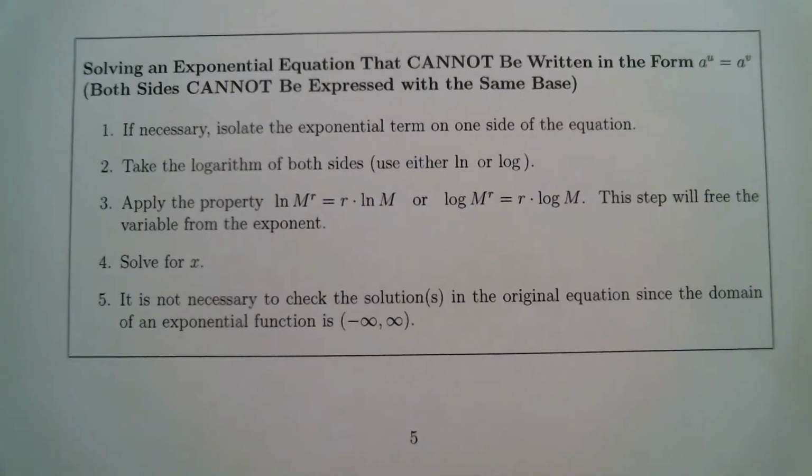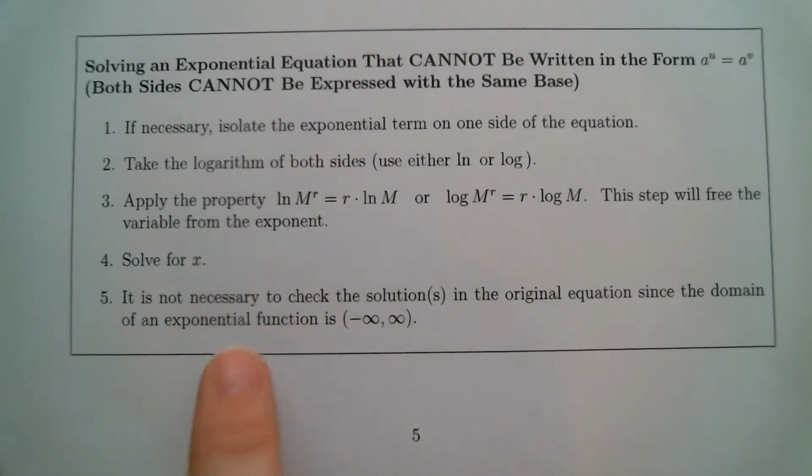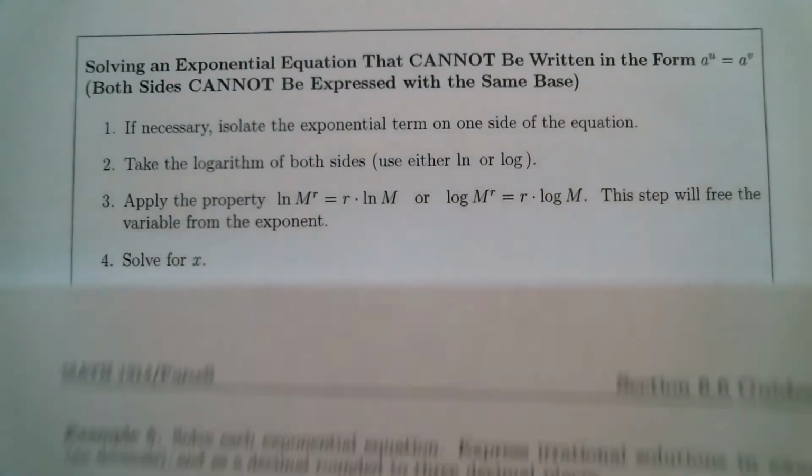So now we're going to talk about how to handle an exponential equation where you absolutely cannot make both sides of the equation have the same base. So at the bottom of page 5 of the 6.6 notes, I have the steps outlined in a box, and we will read through those in just a second. But first, let me show you the first one we're going to do.